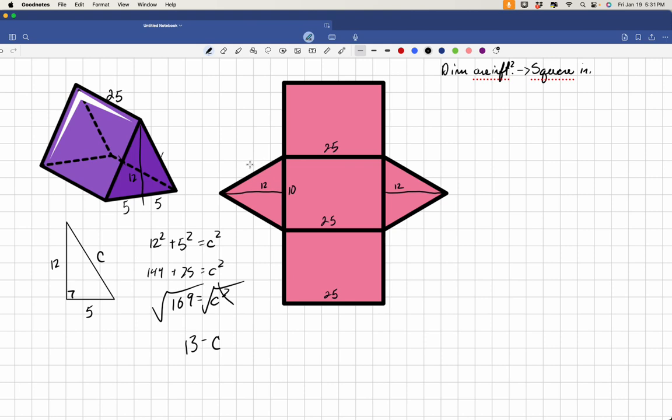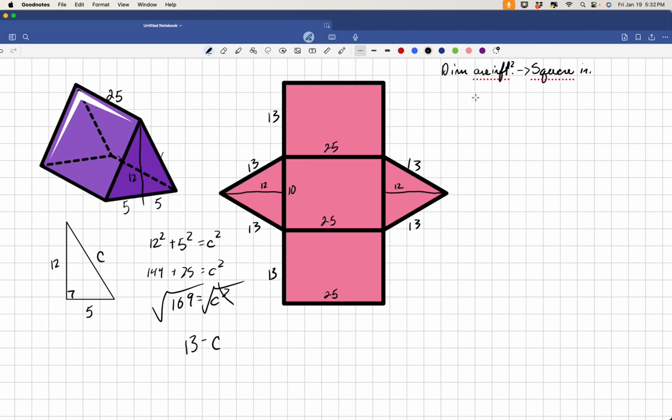So now, this is 13. This is 13. This is 13. This is 13. This is 13. Everything's 13. Not everything. You get my point, right? But now we have the ability to find all of the polygon areas.